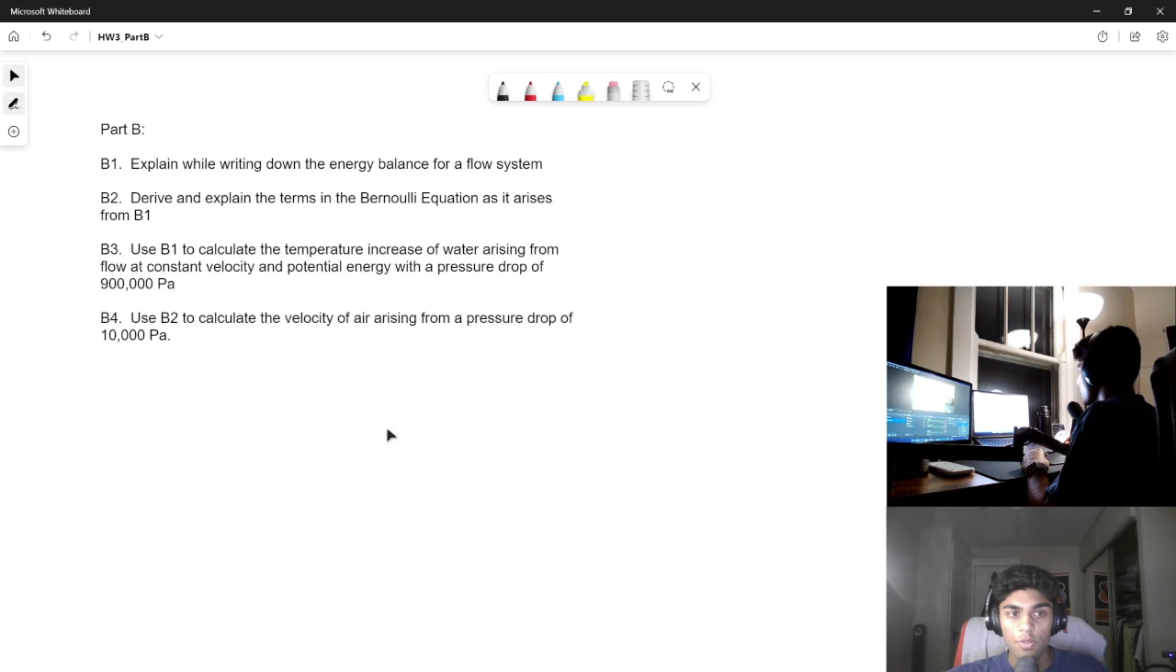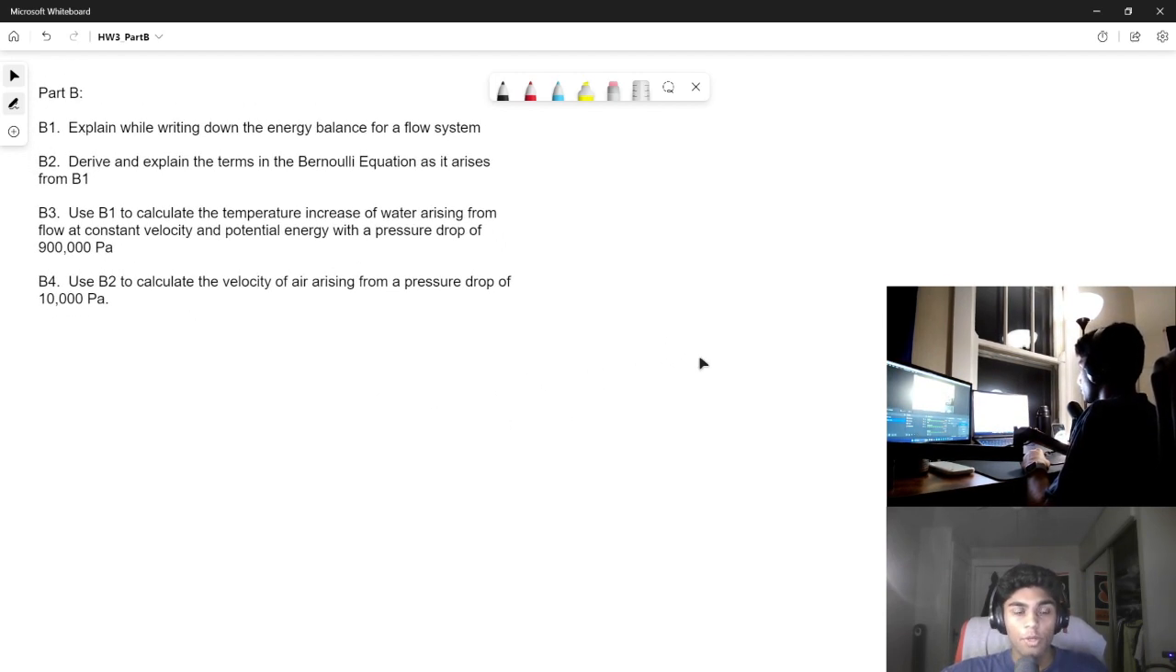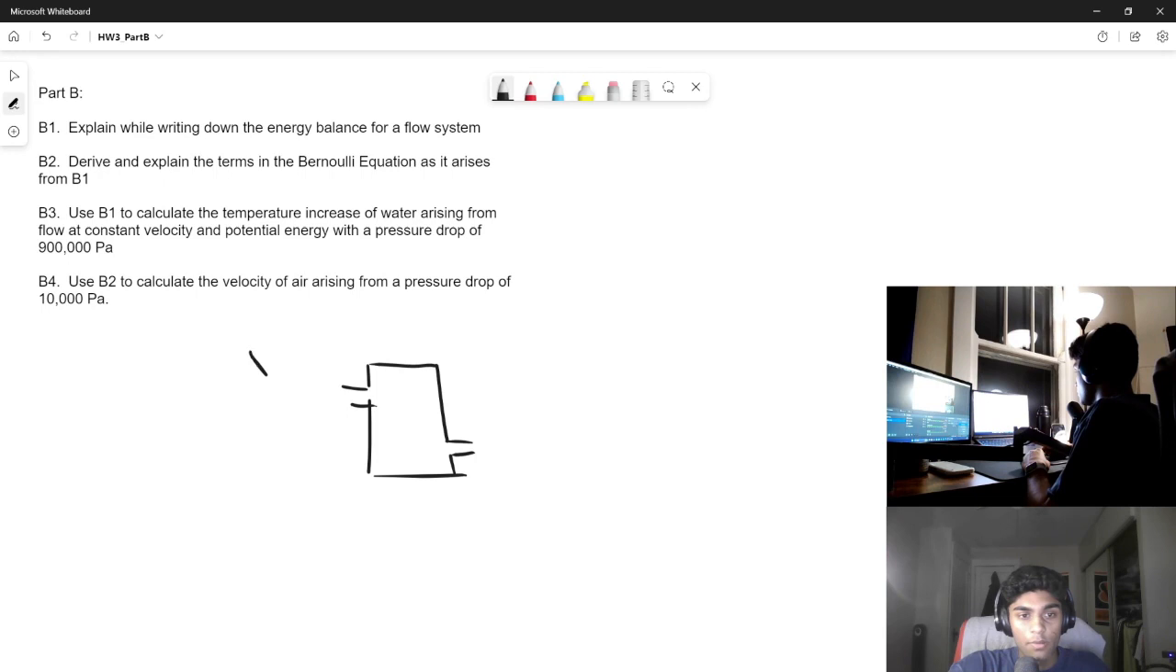And finally, we're going to use B2 to calculate the velocity of air arising from a pressure drop of 10,000 pascals. So for this first part here, what I'm going to do is go ahead and draw out this flow system that we're working with here. So we're going to have some system and we're going to have some inflow of mass, some outflow of mass, where we can have some initial volume and initial pressure.